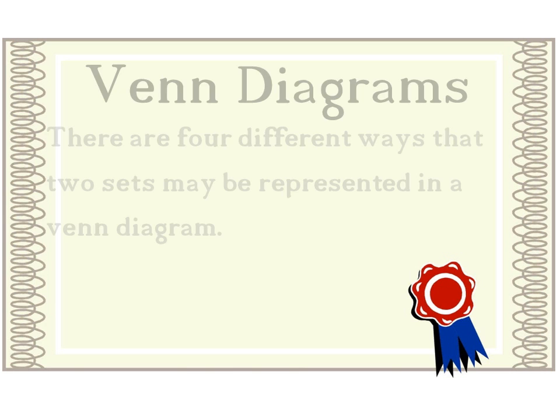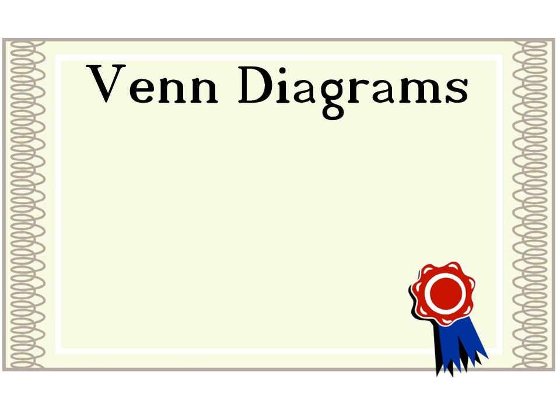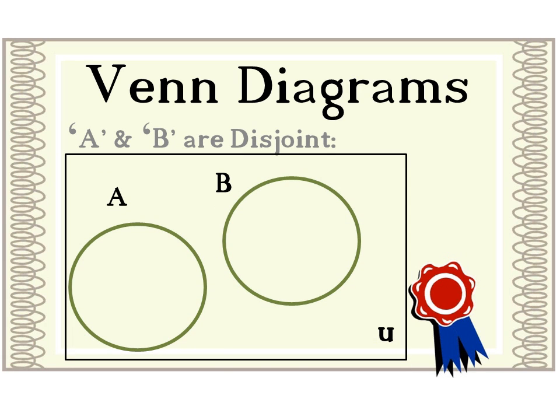There are 4 different ways that two sets may be represented in a Venn diagram. One way to represent A and B in Venn diagrams is when A and B are disjoint. This means that no elements in set A and B are the same.